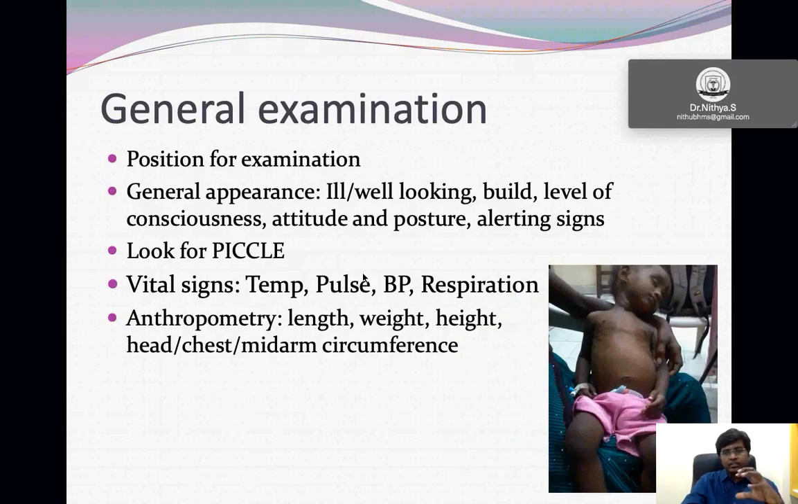So once you finish the history taking, you should almost be able to come to a provisional diagnosis. Then from the general examination, we should be able to make a good diagnosis. So we'll see what are the things we should be seeing in a general examination. First and foremost, the position of the child. So here in this picture, actually you can see a child who is lying on the lap of the mother.